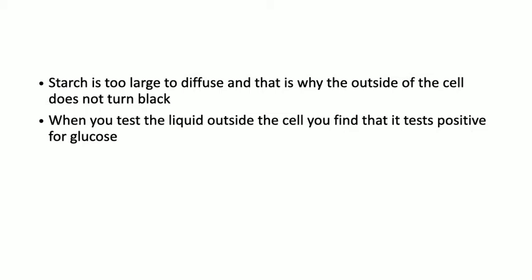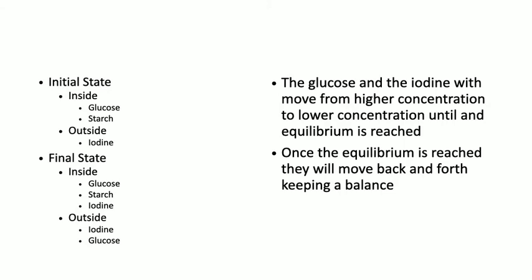When you test the liquid from outside the cell, it tests positive for glucose. So the initial state is inside has glucose and starch, outside has iodine. The final state, inside the cell, has glucose, starch, and iodine, and the outside has iodine and glucose. The glucose and iodine will move from higher concentration to lower concentration until an equilibrium is reached. Once the equilibrium is reached, they will move back and forth, keeping a balance.